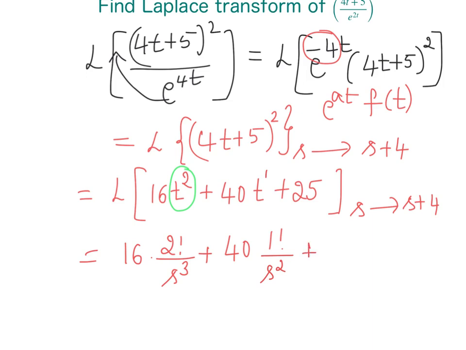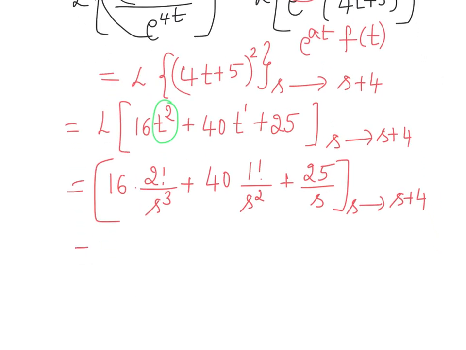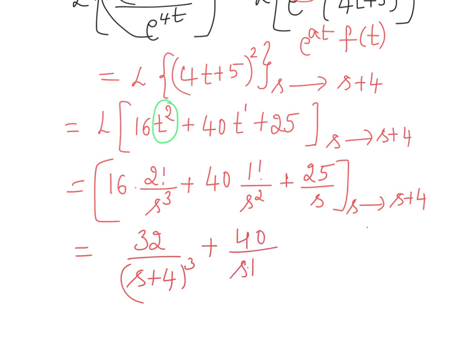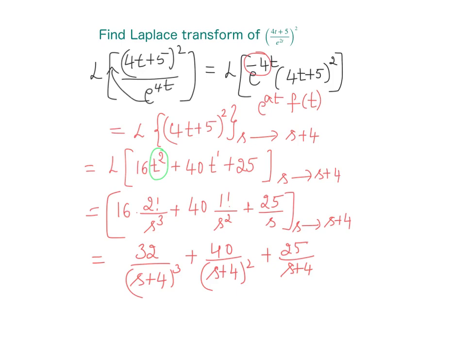Next, the constant: we have 25, which is completely constant. So the constant divided by s. In the final result, we are shifting s to s plus 4. So then 16 into 2 factorial, 16 into 2 is 32, by (s plus 4) whole cube, plus 40 divided by (s plus 4) whole square, plus 25 divided by (s plus 4). So this is how you can apply the first shifting property.